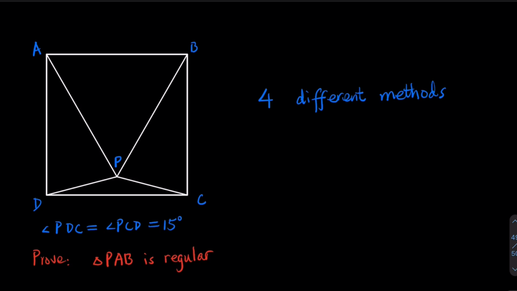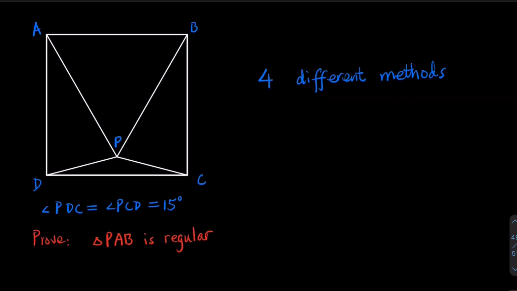So we look at this geometry problem where we have a square ABCD with an interior point P such that the angles PDC and PCD are both 15 degrees. We want to prove the triangle PAB here is regular. Last time we used analytical geometry with trigonometry to prove this, but today we're going to use a pure geometry method. Here we're going to have 4 different methods.